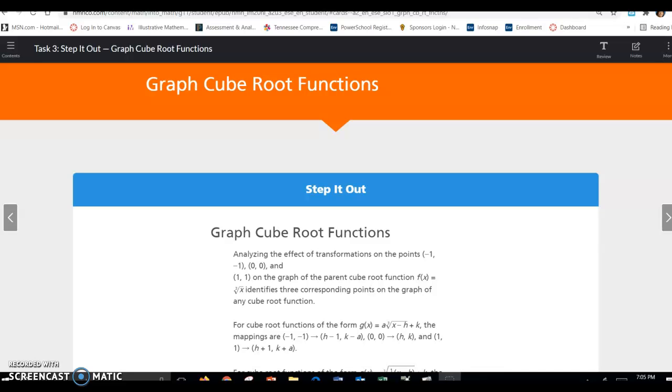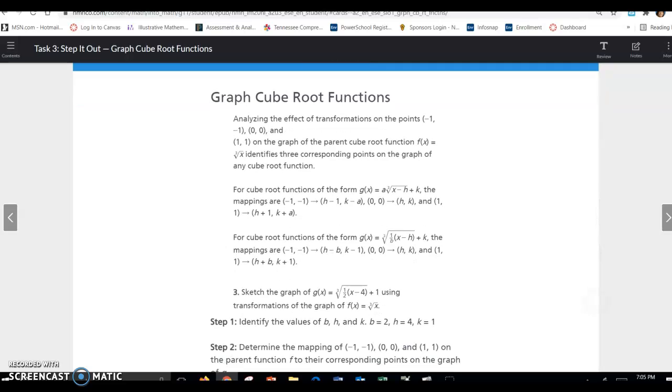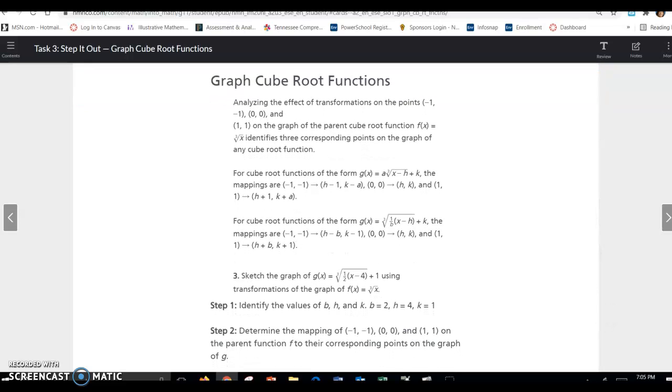All right, this is lesson 7.4, task 3. So, graph cube root functions. Analyze the effect of transformations on the points (-1, -1), (0, 0), and (1, 1) on the graph of the parent cube root function f(x) = cube root of x. Identify 3 corresponding points on the graph of any cube root function.